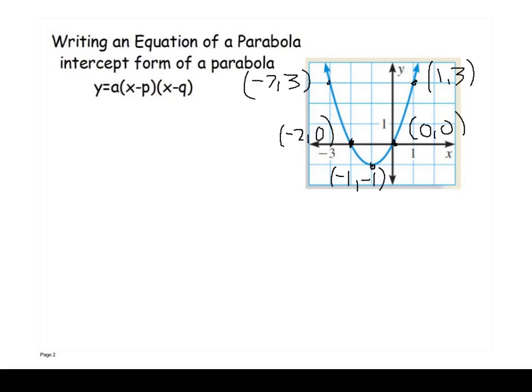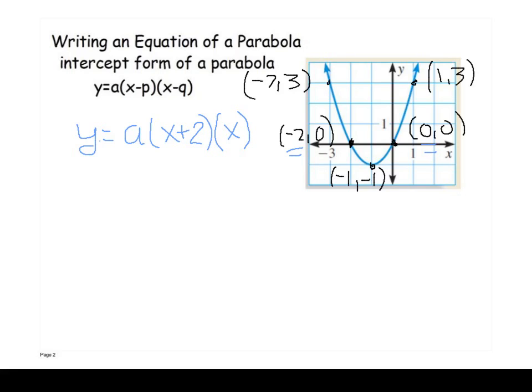So my first step is going to be then to plug in my P and my Q values into my equation. So when I do this, I get y is equal to a times x minus p, or -2. And so switching the sign, I get +2. And then x minus 0, which is just x.